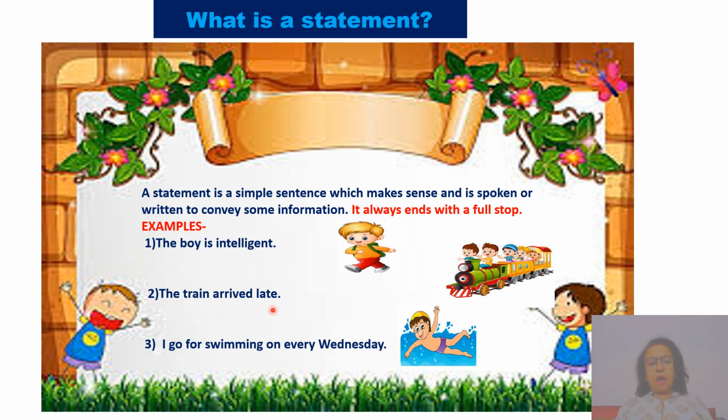The third one is I go for swimming on every Wednesday. Now, if someone asks you, do you swim? And you say, I go. Now, how would anybody know what you are trying to say? I go means I go. Okay, I go. But you go to many places. But as soon as you say, I go for swimming every Wednesday, that means you are clearly conveying the message that you go for swimming. And when do you go? You go on every Wednesday. So the message is very clear. I go for swimming on every Wednesday.